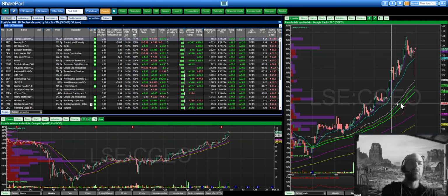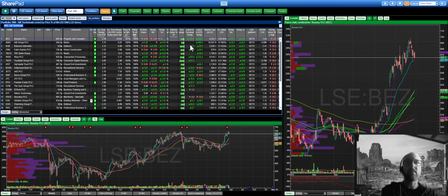Georgia Capital, I don't know what's happened there. That's clearly quite a big ranged move. I'm going to take that out as well. Again, this is just about starting to thin out the list a little bit.